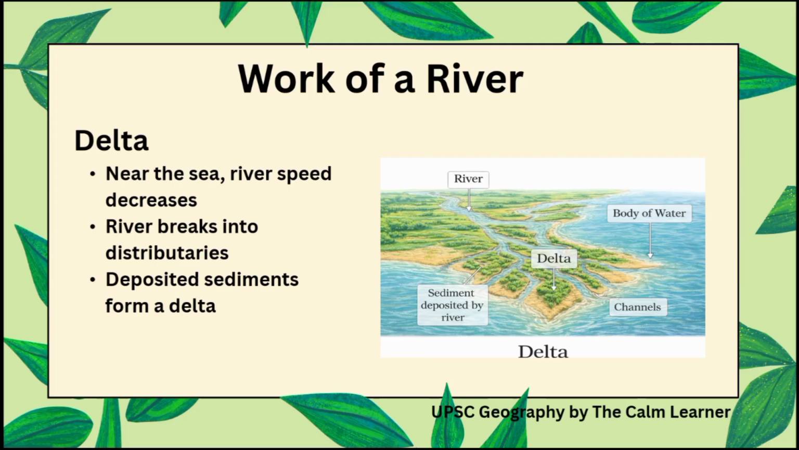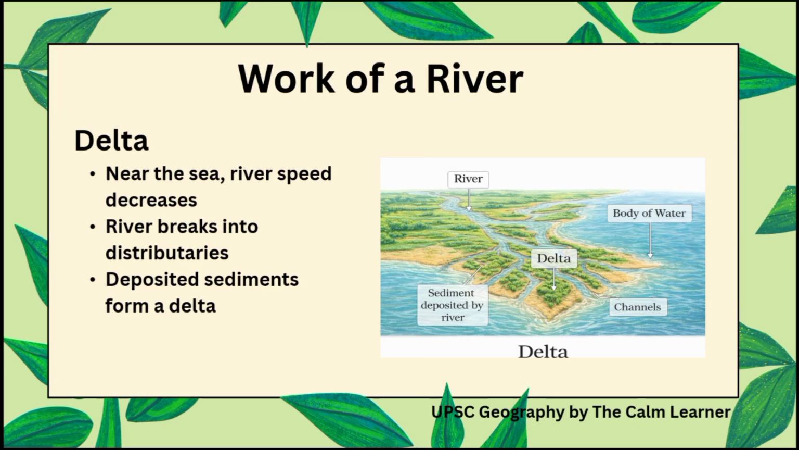Now, let us understand the formation of a delta. As a river approaches the sea, its speed decreases because the slope becomes very gentle. Due to this reduction in speed, the river is no longer able to carry all the sediments with it. As a result, the river breaks into several smaller channels, which are called distributaries.